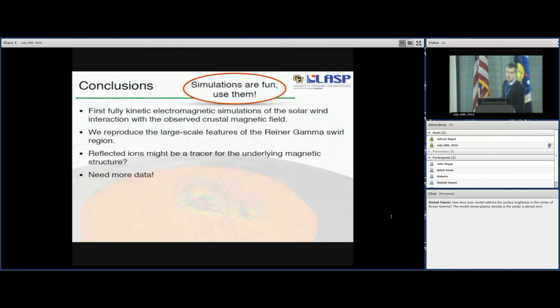To conclude, unless I'm wrong, this is the first full kinetic simulation of the solar wind with an observed crustal field. We reproduced the Reiner Gamma swirl, at least the large-scale features. I think that just looking at reflected ions, you might find a tracer for the underlying magnetic structure. But all in all, we just need more data to be able to constrain this. If you want to know what's going on with these swirls, just go there, put on your hiking shoes, walk around with a magnetometer, and then you will find it. And I'll be happy to do that, by the way, if you need a volunteer. Thank you.